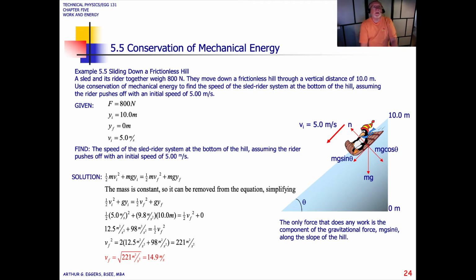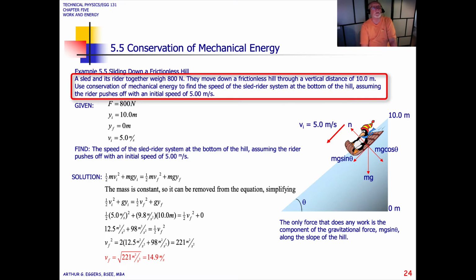So let's go back again and look at a little more of conservation of mechanical energy with another example problem here. Sliding down a hill, a frictionless hill. So they've already given you the setup here that there's no friction, no non-conservative forces. So a sled and its rider together weigh 800 newtons. So that's the two of them together.